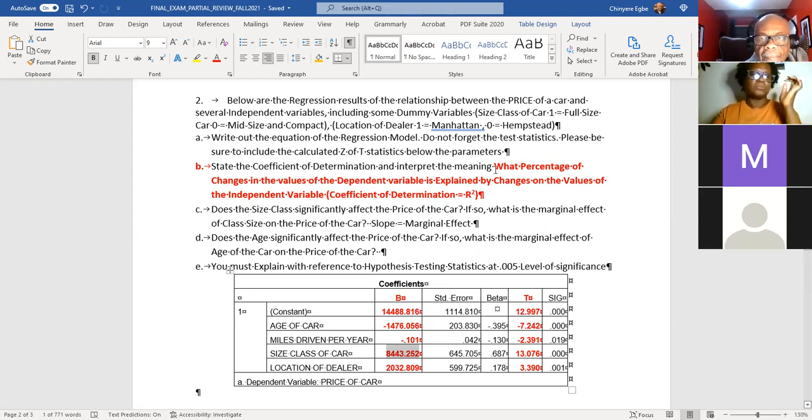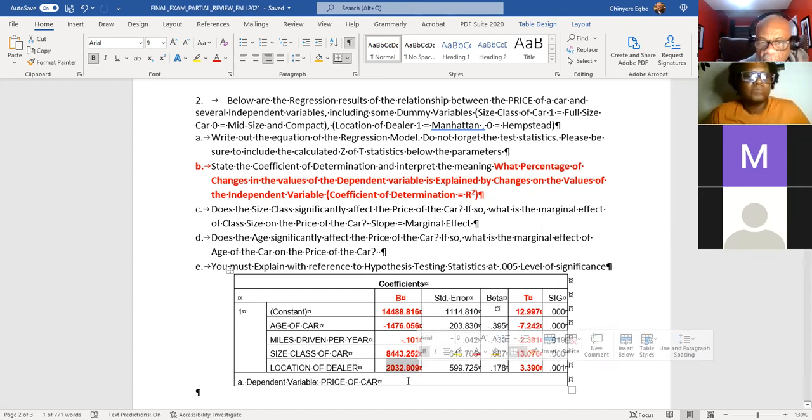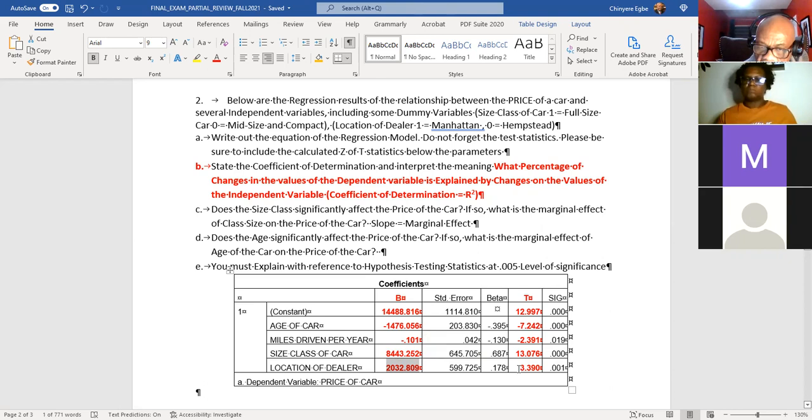Location of the dealer, 1 is Manhattan, 0 is Hempstead. So again, here you can see that we use 1 for Manhattan, which means that cars in Manhattan cost $2,000 more than cars in Hempstead. This is what this figure here means. Is this significant or not? That you have to decide.